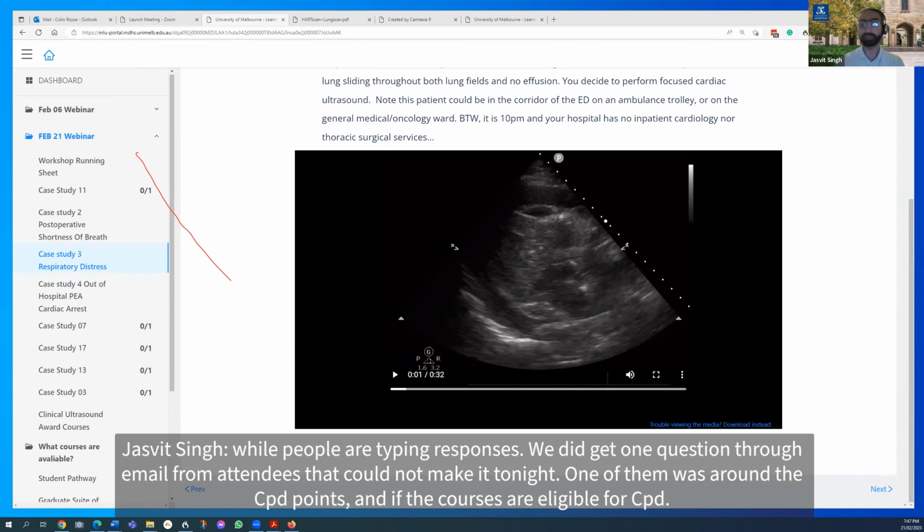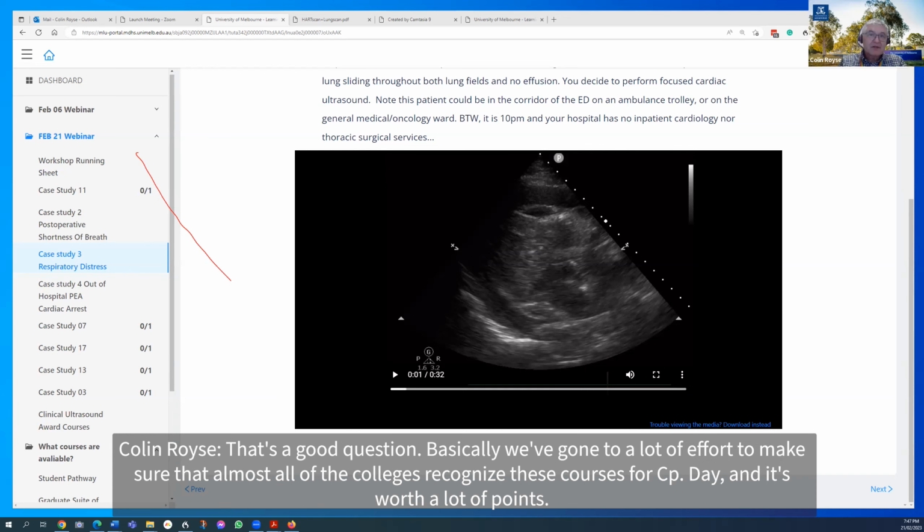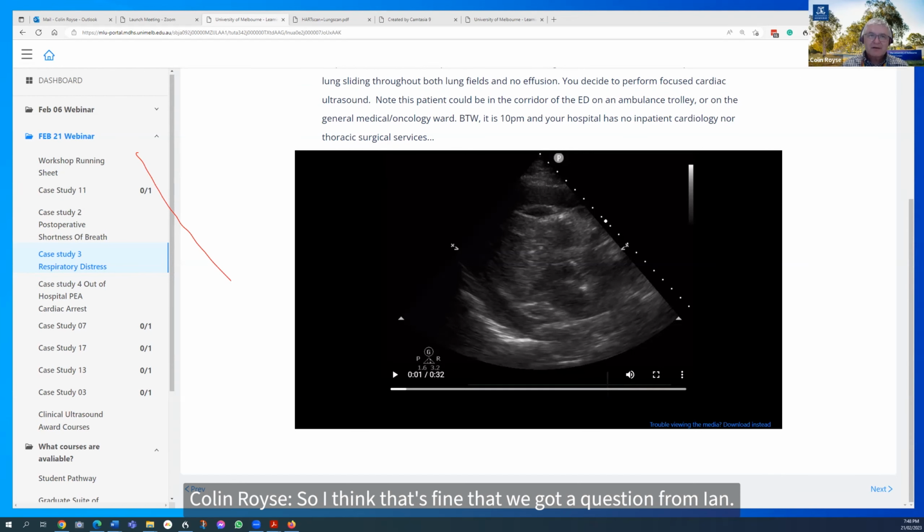While people are typing responses, we did get one question through email from attendees that could not make it tonight. One of them was around the CPD points and if the courses are eligible for CPD. That's a good question. Basically, we've gone to a lot of effort to make sure that almost all of the colleges recognise these courses for CPD, and it's worth a lot of points. So I think that's fine. Now, we've got a question from Ian.